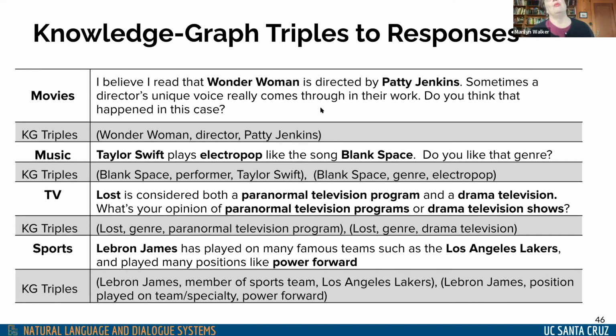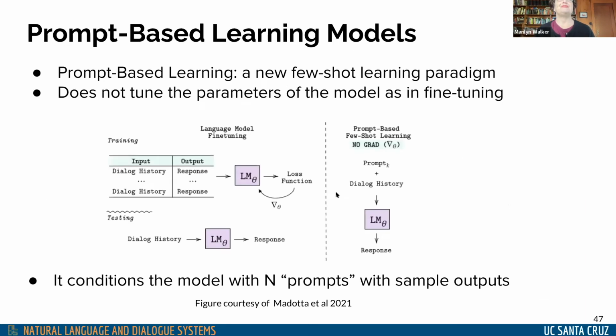What we wanted to do in these experiments was to take this synthetic data that's produced by template-based generation and use it to train a neural NLG engine that hopefully would generalize much better to new domains and new relations. So here's another example. Taylor Swift plays electropop, like the song Blank Space. Do you like that genre? That has two knowledge triples, Blank Space, performers Taylor Swift, and its genre is electropop. So I think you kind of get the idea there.